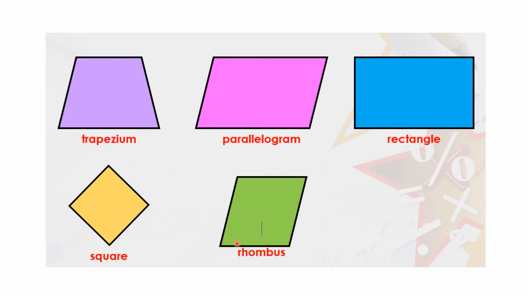And finally, we have the rhombus, which looks a bit like a pushed over square. And it has no right angles. All of its sides are of equal length. And it has 2 pairs of parallel lines. This line runs parallel to this line, and this line runs parallel to this line.